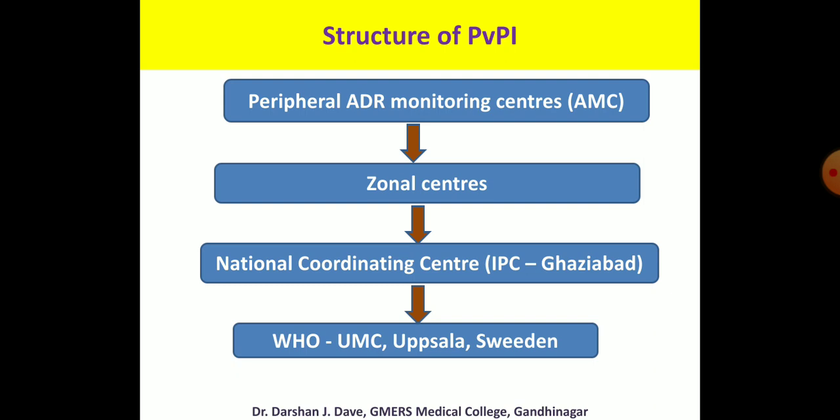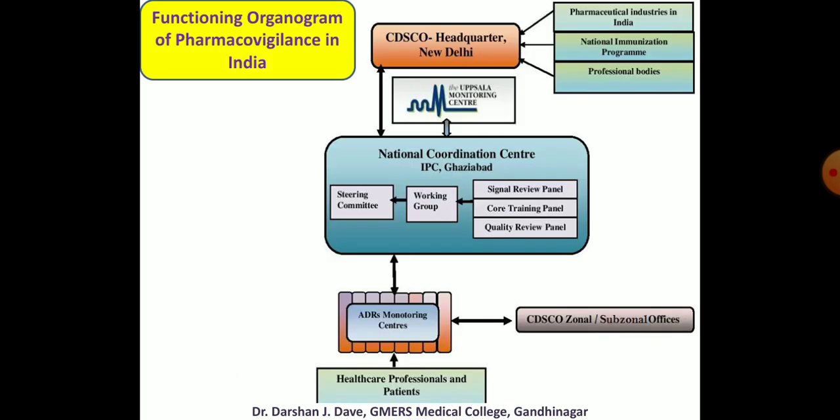But the National Coordinating Center cannot function without the help of the peripheral ADR monitoring centers, because if quality, detailed data is not available regarding the suspected adverse drug reaction, it is very difficult to come to any particular conclusion. And that is why reporting of suspected adverse drug reaction is a must. At your level it is not necessary to go into the finer details.